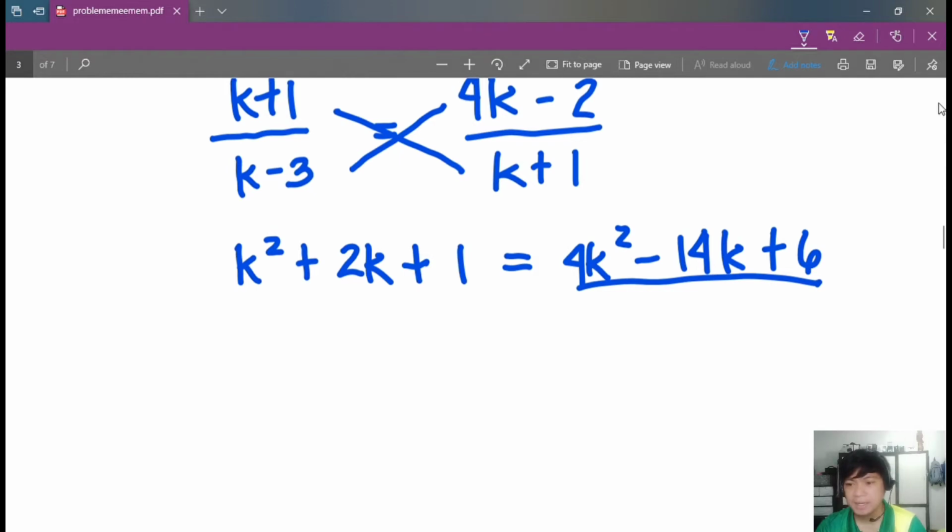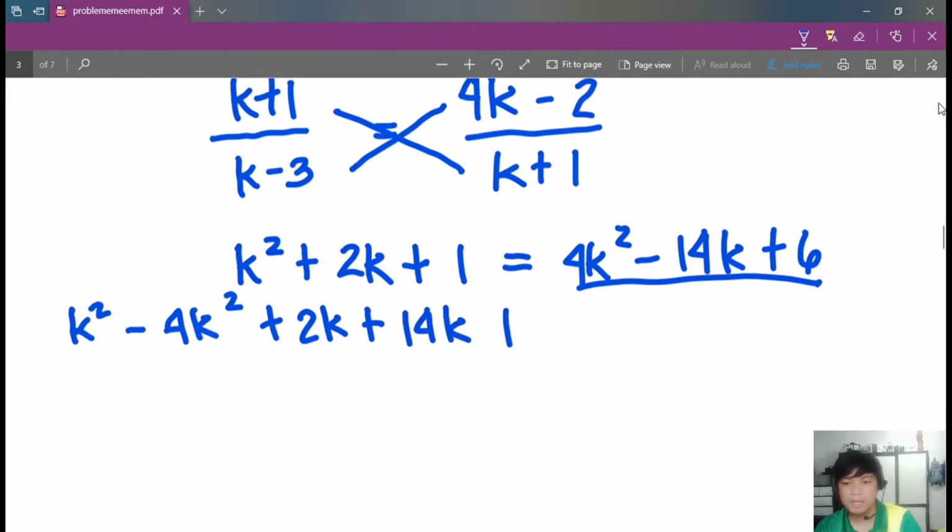Then, we will partner the terms na pare-pareho. Okay, unahin natin, kopyahin muna natin sa kabila, k squared. Anong partner niya sa kabila? So, itong 4k squared. So, pag ilipat sa kabila, magiging negative 4k squared. Next, plus 2k. Ang 2k ang partner niya is negative 14k. So, magiging plus 14k. Plus 1, ito, ilipat naman natin sa kabila. So, magiging negative 6 is equal to, ano yung naiwan dito? Since lumipat lahat ang terms, walang naiwan dito. So, ibig sabihin is equal to 0.